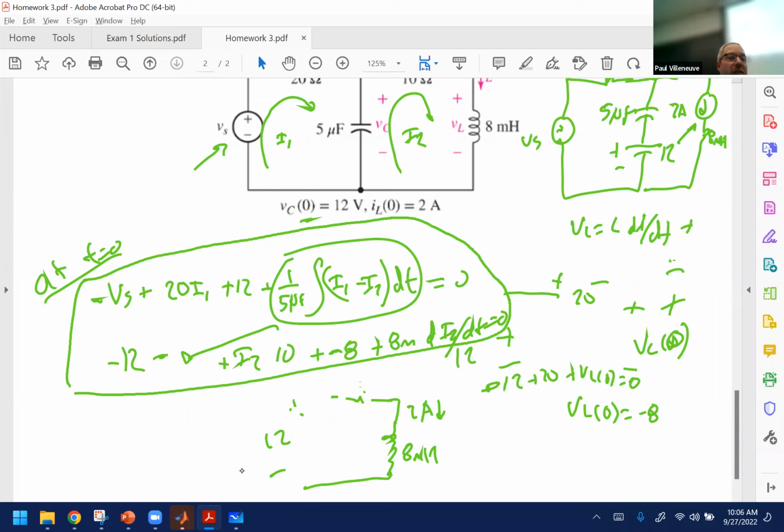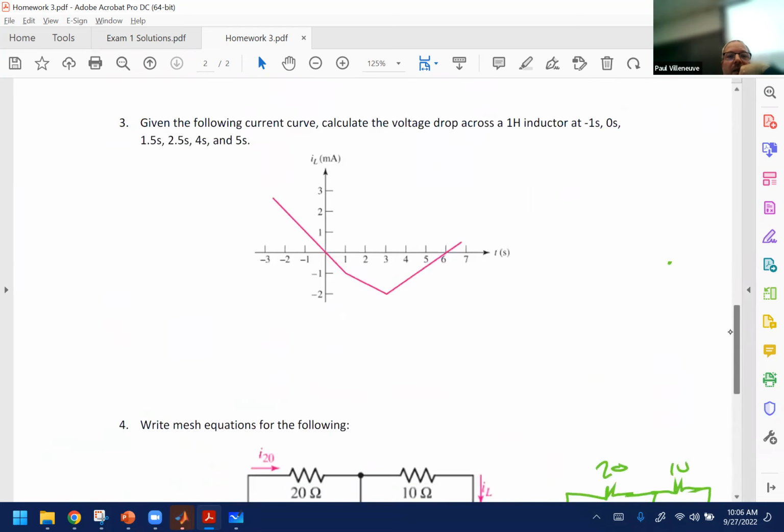So this is a differential equation, but we're not going to solve it. We're just going to leave it like this. That's why it's "write the mesh equation." Okay. Any other questions on the homework?